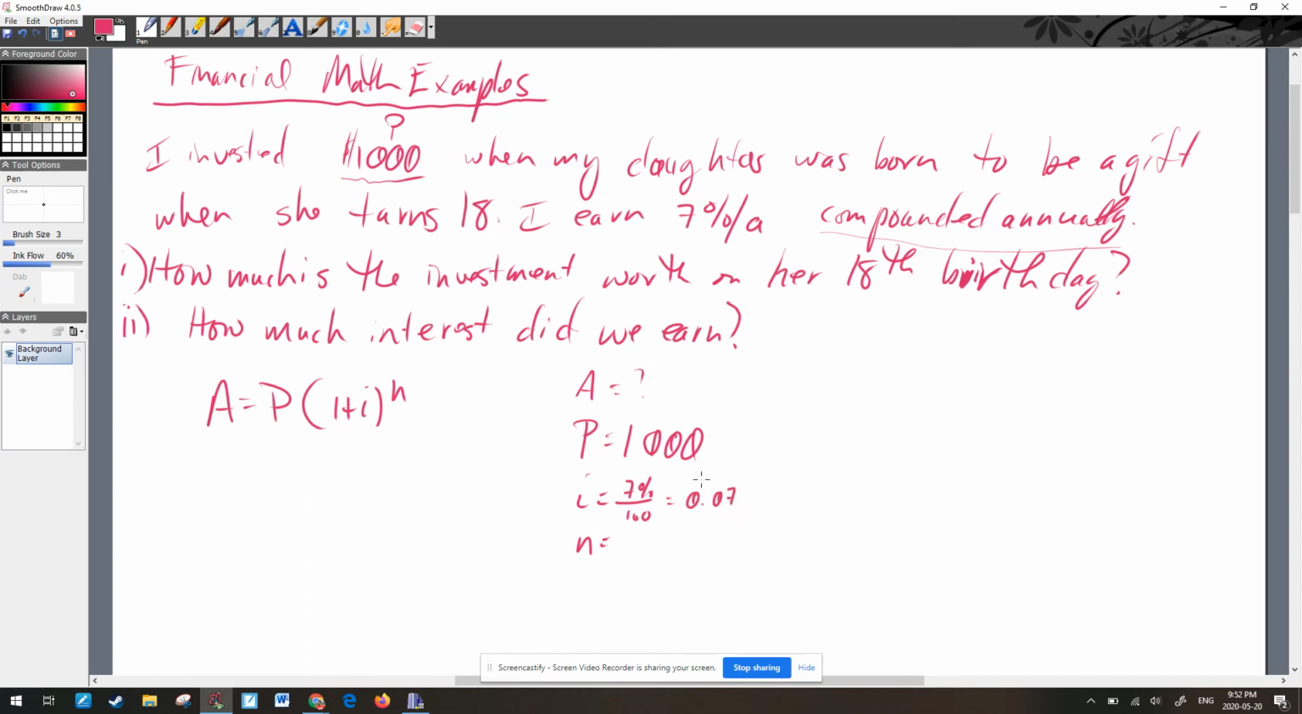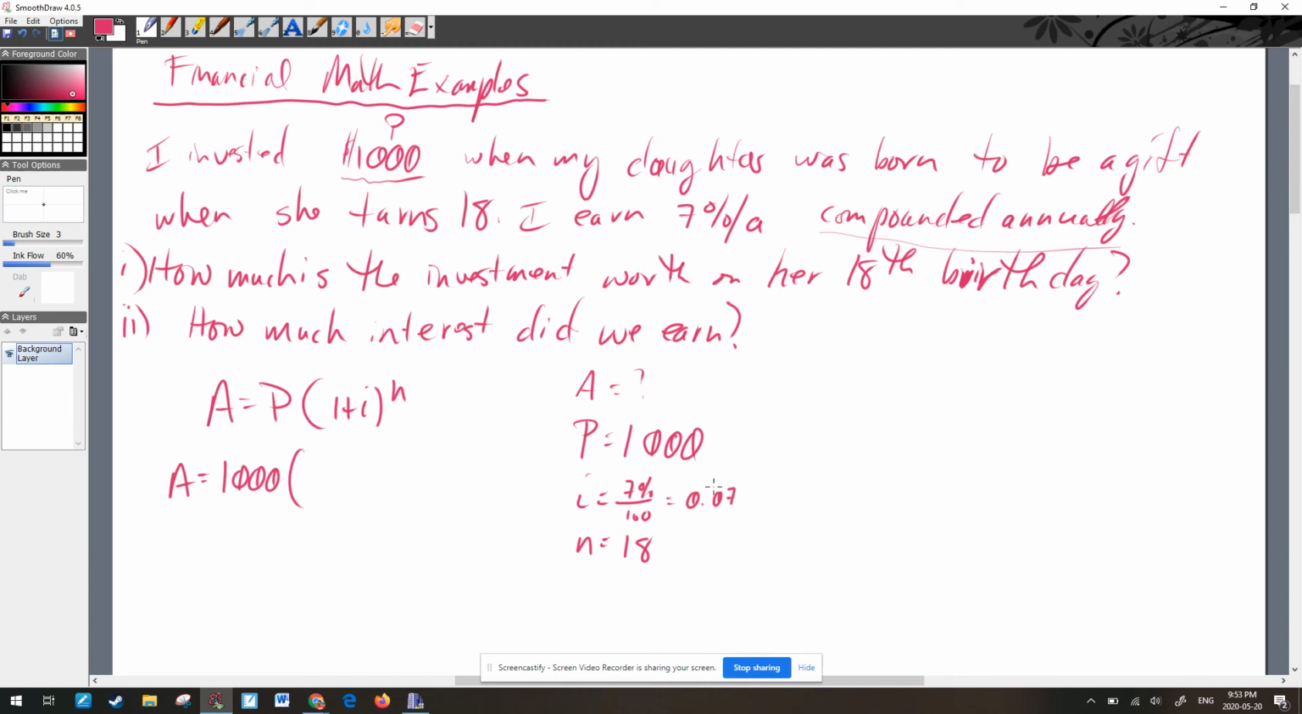Okay, good. And then n is the total number of compounding periods. Well, it's compounded annually, okay? And we're going to leave it there for 18 years. So the total number of compounding periods is 18. So I'm going to fill all those in like that, and I'm going to take these values and put them in my formula. A, I don't know, still just A. P, we said, is 1,000. So I'm going to replace that with 1,000. Now, it's 1 plus i.